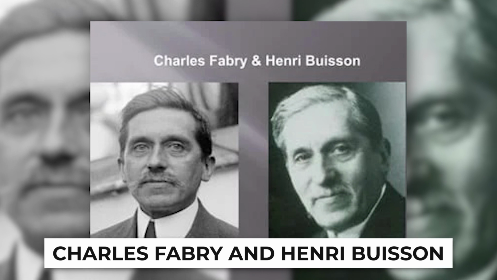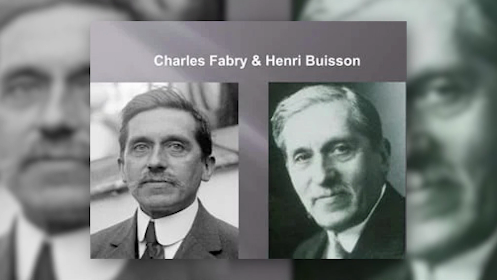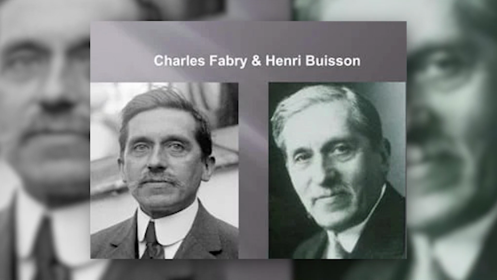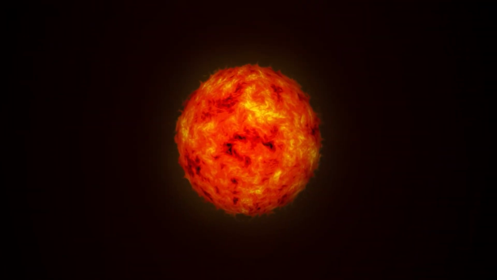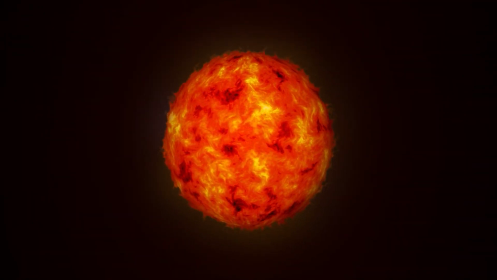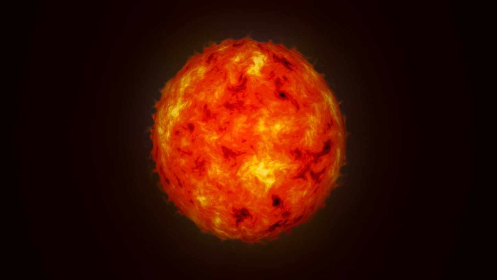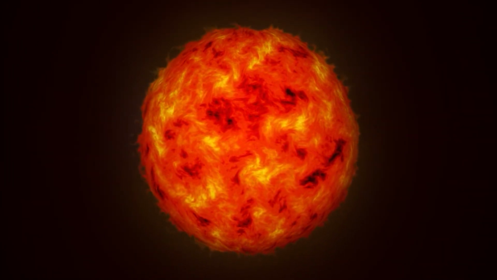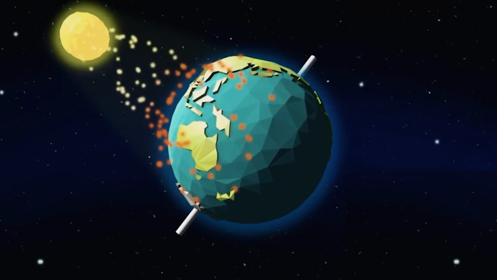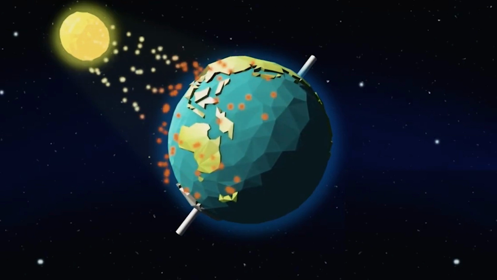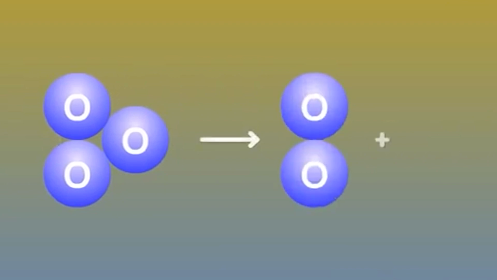Charles Fabry and Henri Buisson, two French physicists, discovered the ozone layer in 1913. Measurements of the sun revealed that, aside from the absence of radiation below a wavelength of about 310 nanometers at the ultraviolet end of the spectrum, it was concluded that something in the atmosphere was taking in the missing radiation. Finally, only one known molecule, ozone, could fit the spectrum of the missing radiation.